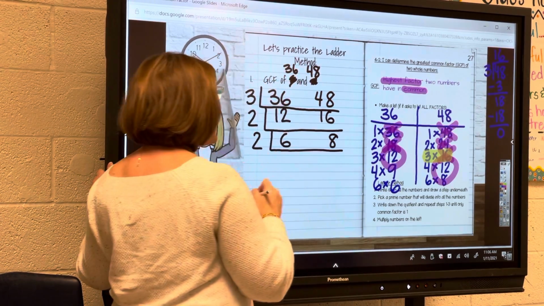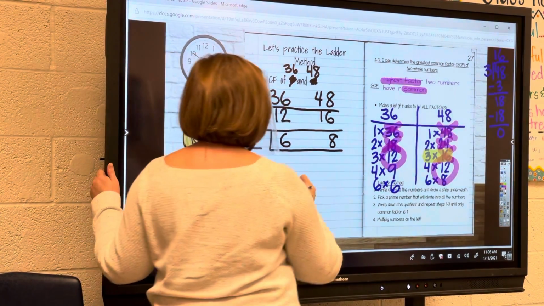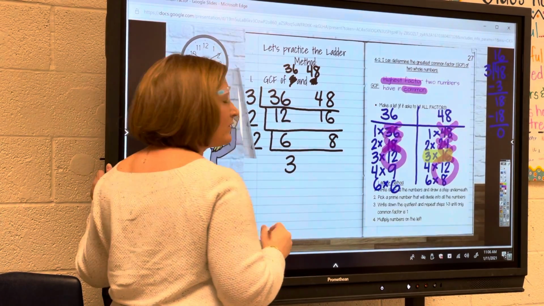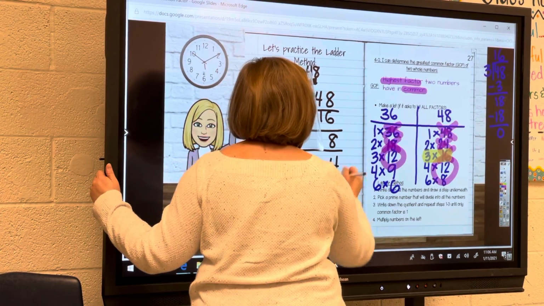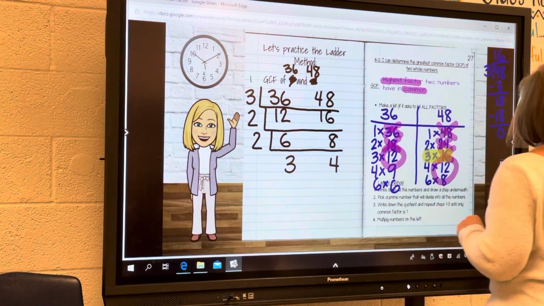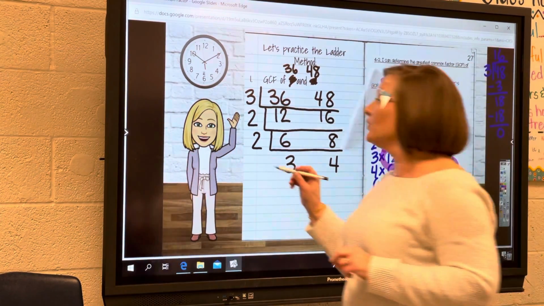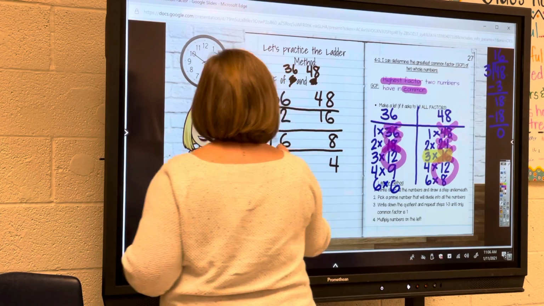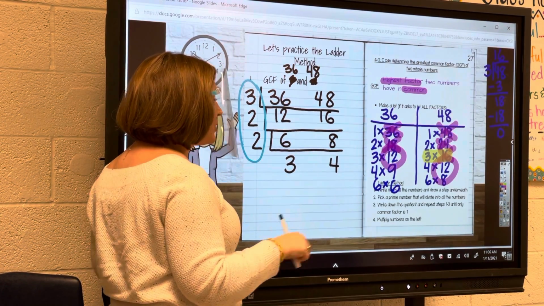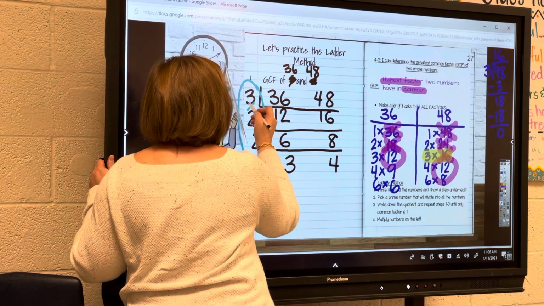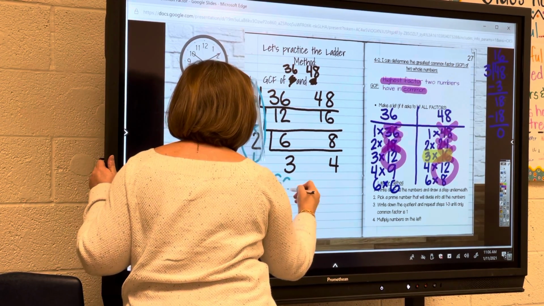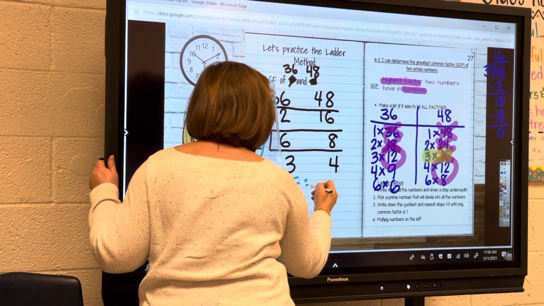2. 6 divided by 2 is 3. 8 divided by 2 is 4. Can we go any farther? No. Now what I'm going to do is circle the numbers on the left. Okay? Circle the numbers on the left. And we are going to multiply these numbers to give us our GCF.